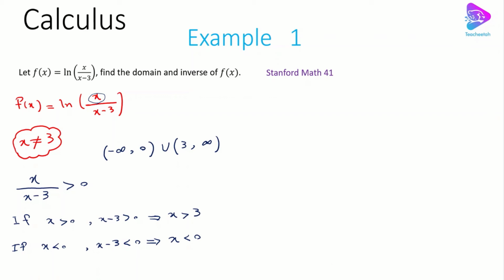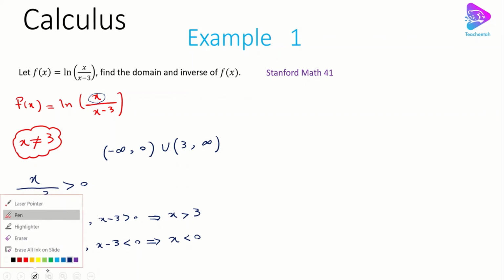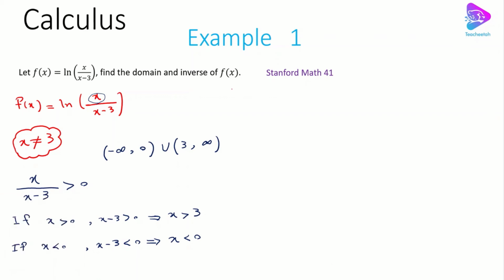Let's look at the second part, in which the problem is asking for the inverse of the function. If you remember, for the inverse of the function, we have to follow a few steps, and here we are going to use those steps again. So the first step: instead of f of x, we should write y. So it's going to be y equals ln of x over x minus 3.